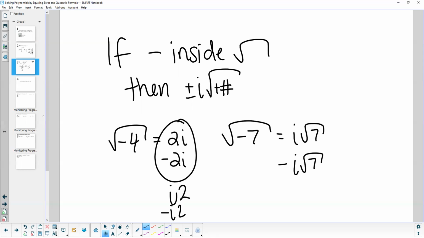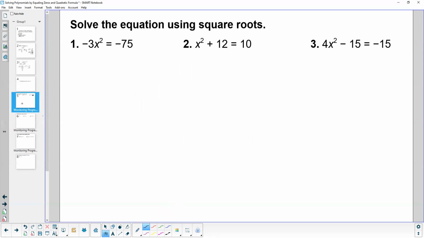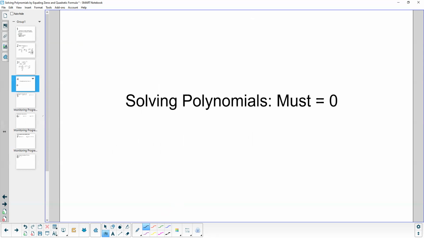So however you want to write that is totally fine. So now we're going to talk about how we actually solve using square roots. Now, anytime you solve using square roots, the key here is your polynomial must equal 0 to start, then you can move on from there.